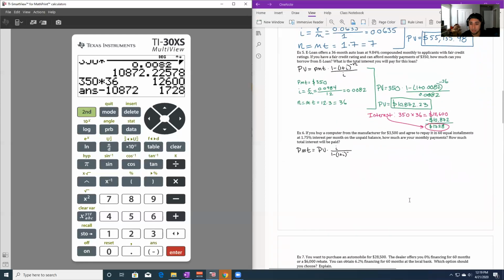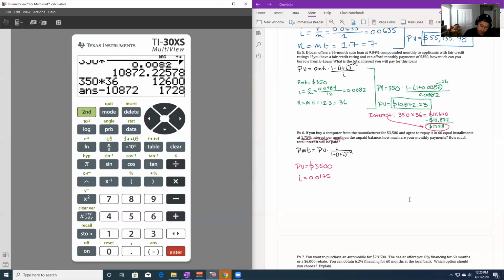Okay, perfect. We got it. All right. Now let's label everything we have. Present value means we're paying for the computer we just bought, which was $3,500. And then this one's already giving us I, and this one's already giving us N. Whenever you see the words interest per month, that means they're already giving us I, because remember, I is rate over compounding. So this is a rate per month, which means I is already figured out for us at 0.0175. A little tricky there.